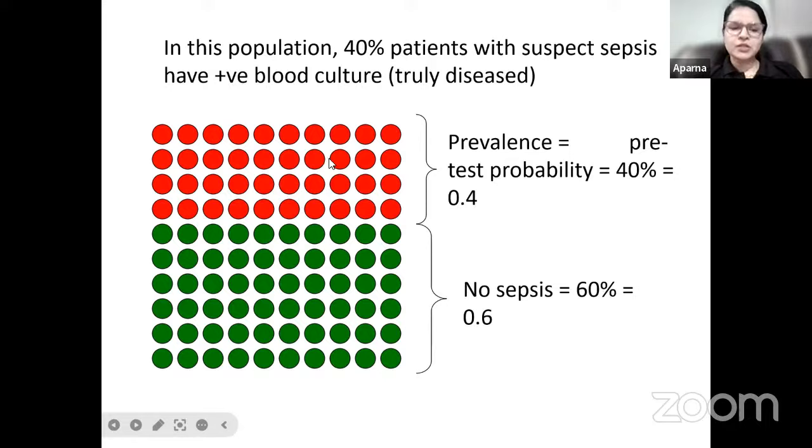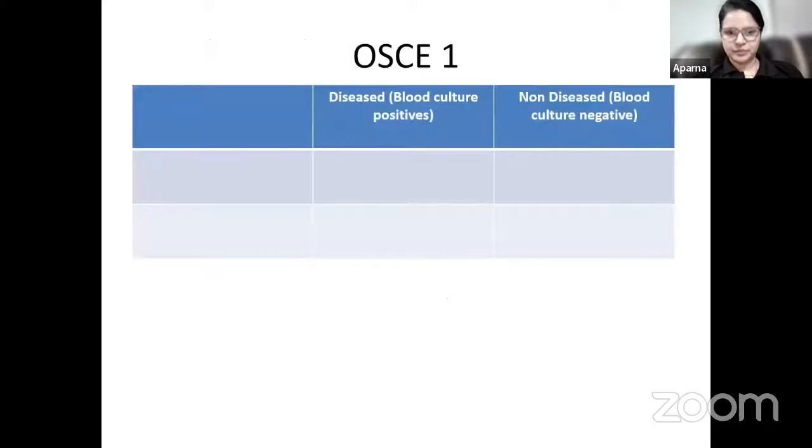So we have 40 diseased individuals and 60 non-diseased individuals: 40 newborns with sepsis, 60 newborns with no sepsis. What is the prevalence of sepsis in this population? This is 40 by 100, which is 40%. This figure is also termed the pre-test probability. So the pre-test probability for sepsis in this population is 40% or 0.4. The probability of no sepsis is 60% or 0.6.